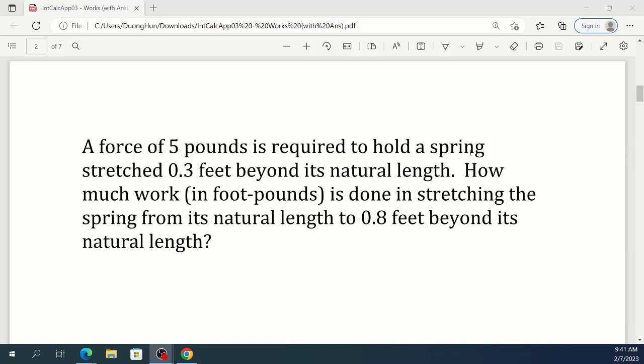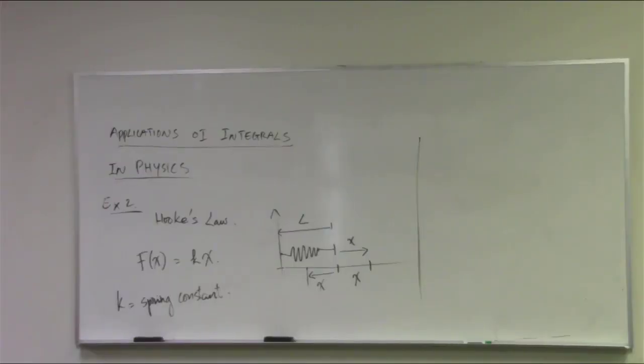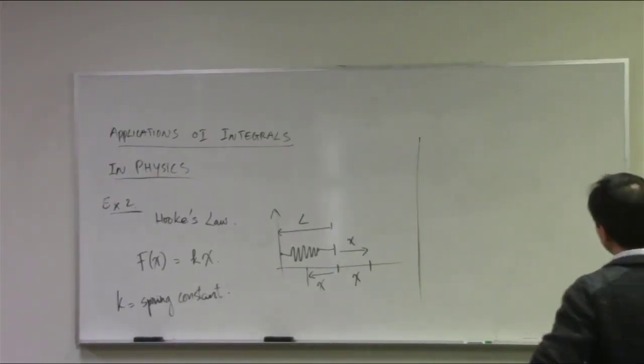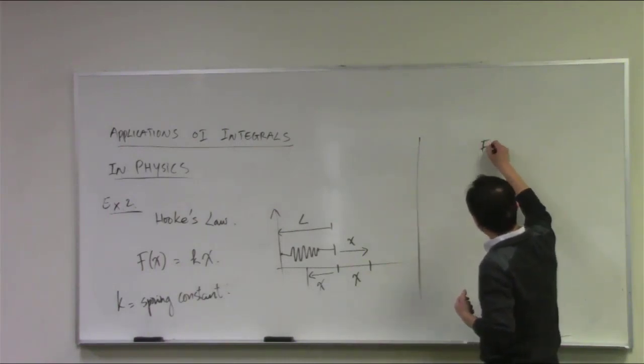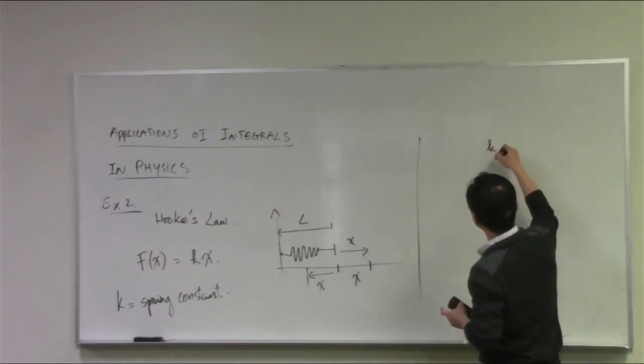We want to calculate how much work, in foot-pounds, is done in stretching the spring from natural length to 0.8 feet beyond its natural length. So that means, as far as setting up the problem, here's how we're setting it up. We're calculating work, so at any x value we're exerting an amount of force being kx.